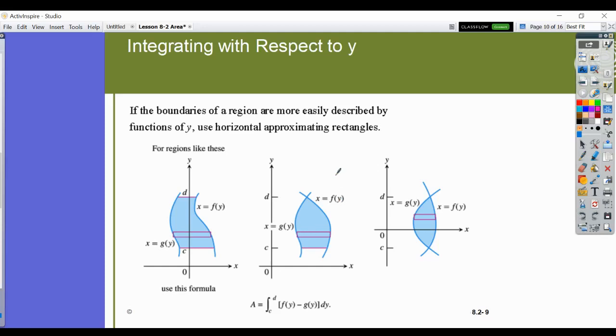Hello and welcome back to Chapter 8, Section 2. We are going to find the area between curves that are not always the vertical kind. Sometimes when our functions are a little different, we might not always want to draw vertical rectangles to find the area between them.